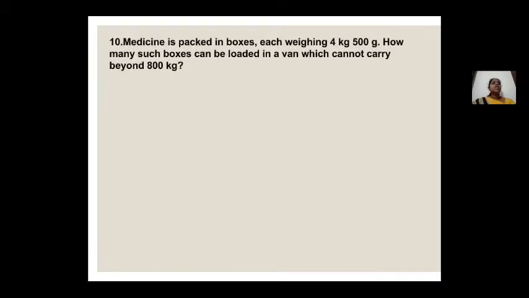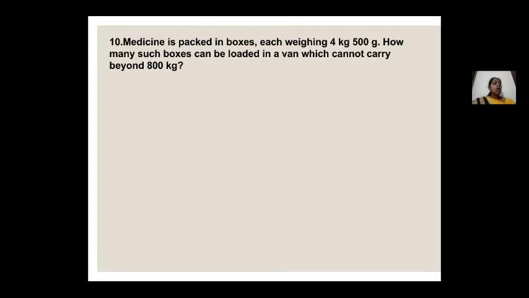Medicine is packed in boxes, each weighing 4 kg 500 grams. How many such boxes can be loaded in a van which cannot carry more than 800 kg? Here, the van's weight limit is 800 kg, and it cannot carry more than that. Medicine is packed in a box. Each box means one box, and one box weighs 4 kg 500 grams, with the medicines inside. How many such boxes can be loaded in a van which cannot carry more than 800 kg?